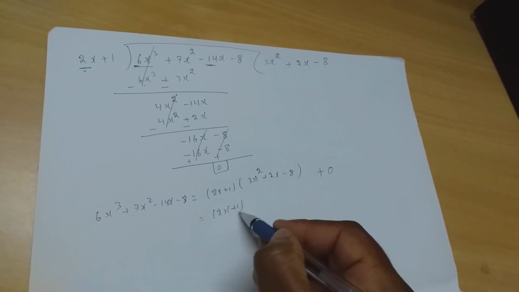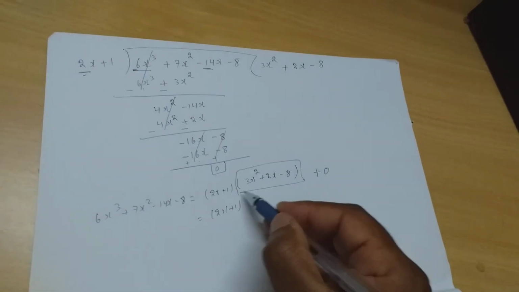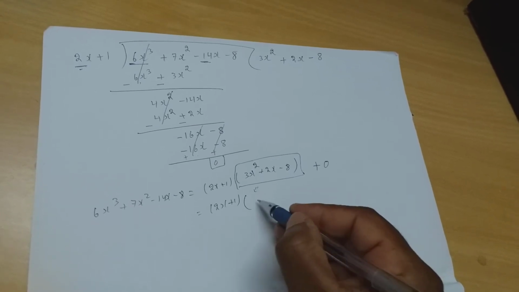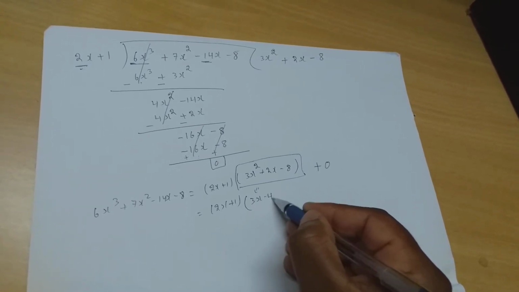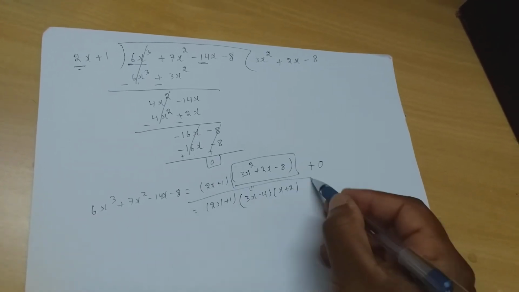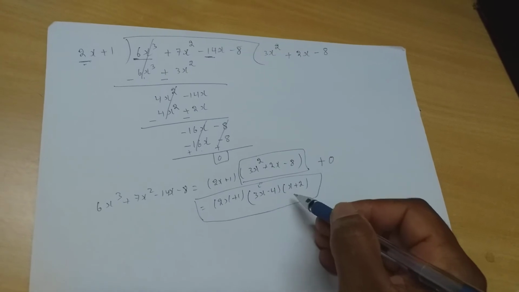It's not yet over. He told you to factorize completely. So this also you should factorize and write. So once you factorize this, the brackets that you get are 3x minus 4 and x plus 2. Now the sum is done. You have factorized it completely. Are we clear?